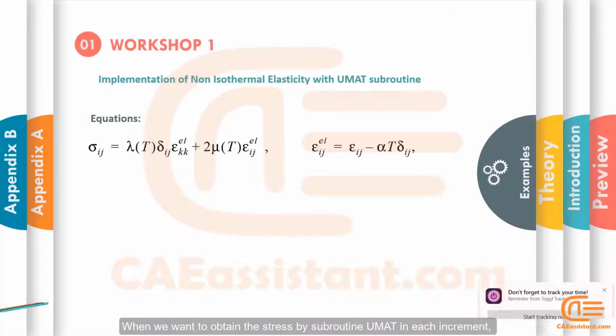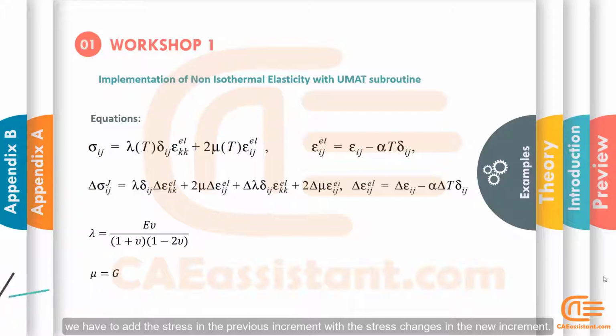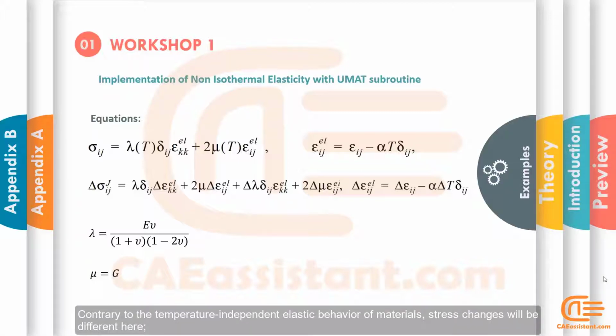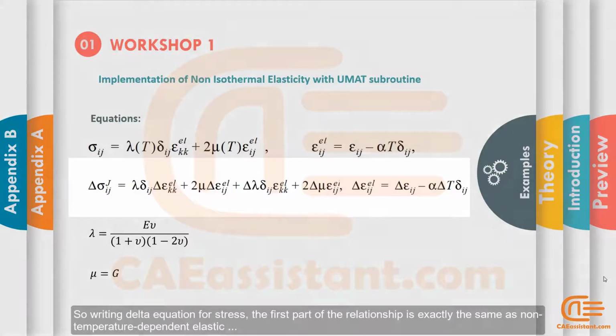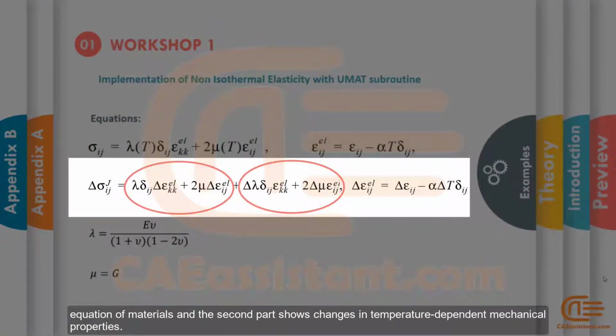When we want to obtain the stress by subroutine UMAT in each increment, we have to add the stress in the previous increment to the stress changes in the new increment. Contrary to the temperature-independent elastic behavior of materials, stress changes will be different here. So, writing the delta equation for stress, the first part of the relationship is exactly the same as the non-temperature dependent elastic equation of materials, and the second part shows changes in temperature-dependent mechanical properties.